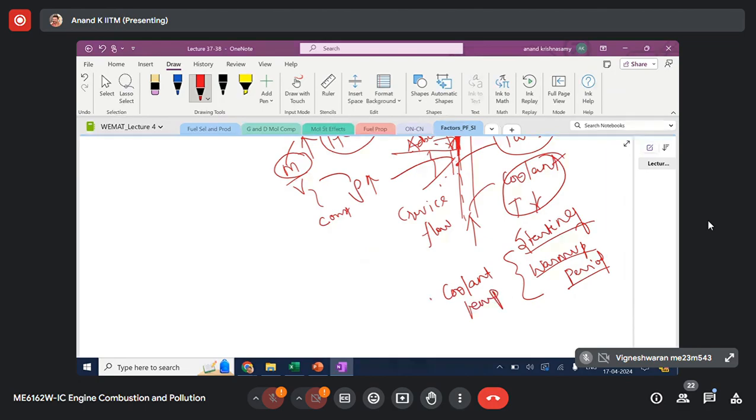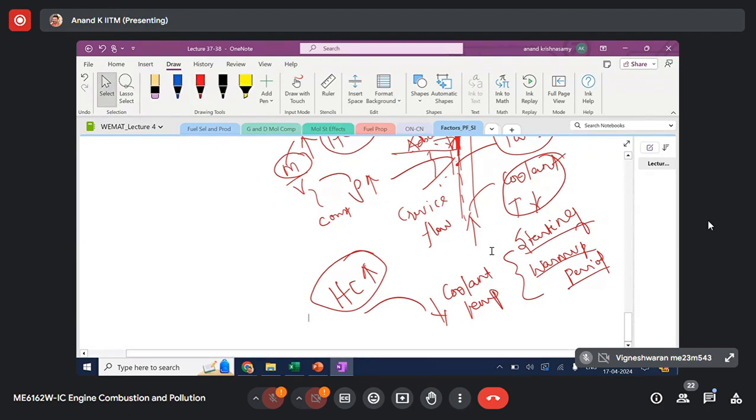And this will have appreciably higher HC emission. This is one of the reasons why at the time of starting or up to certain period of time, your engine or a vehicle is emitting high levels of HC and CO. Okay, partial oxidation products in the engine tailpipe will be high at the time of starting. One of the important mechanisms is coolant temperature. Coolant temperature is less, which is causing all these problems of high HC emissions.